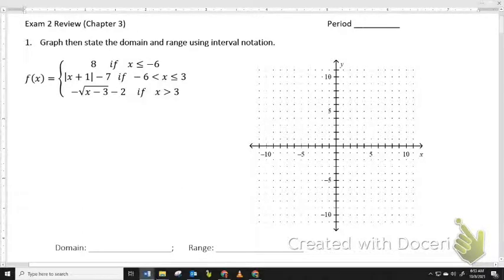So absolute value is a lot like a parabola. So it's got a vertex. Where would the vertex of that be? -1, -7. So I can put that on my graph. -1, -7 right here.